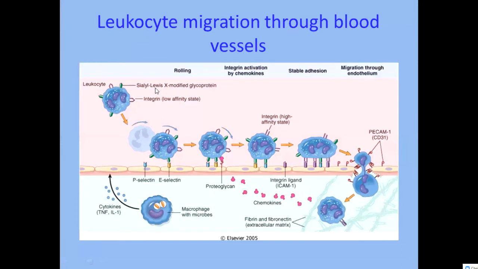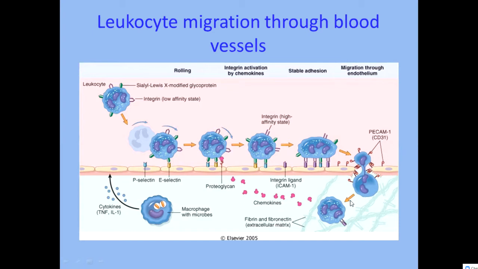So integrins, low affinity molecules, the sialyl oligosaccharides present over the neutrophil surface will bind to the selectins over the endothelium. The ICAM, integrin ligand, ICAM and VCAM, they bind and roll over the endothelium. And when the endothelial cell contracts, the gaps which occur in between the endothelium will allow the neutrophil to pass to the site of injury in the interstitial space, extravascular space.